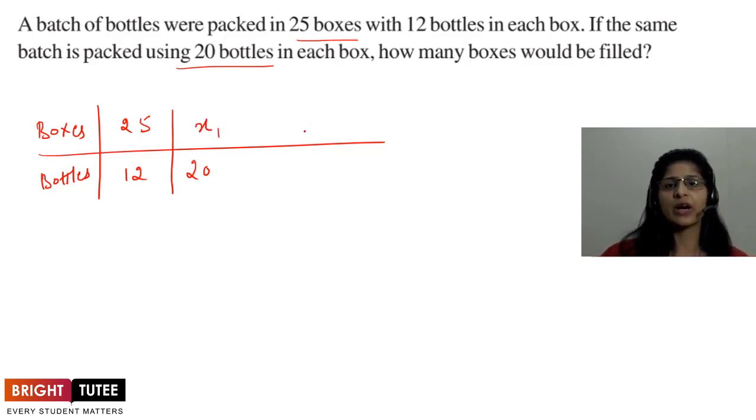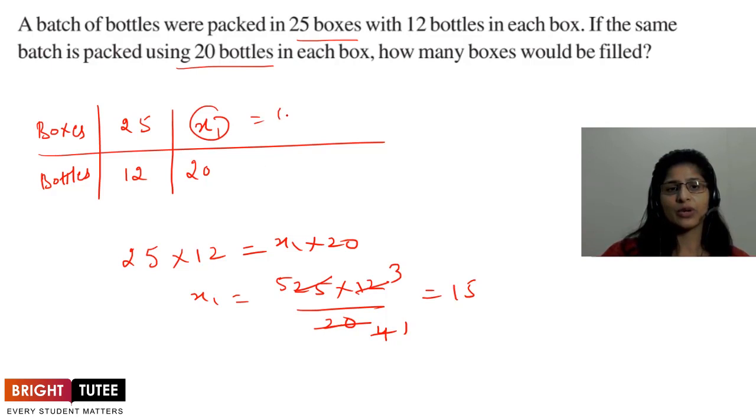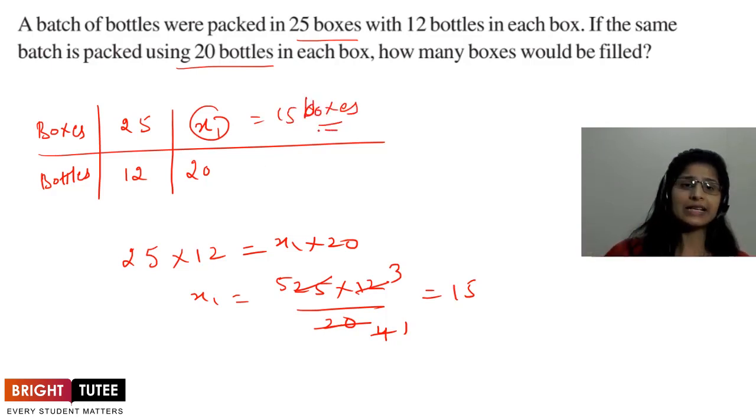So we have to find how many boxes would be filled. We know it is inverse variation. So x1 into 20, so x1 would be 25 into 12 divided by 20. 5 fives are 25, 5 fours are 20, 4 ones are 4, 3 fives are 15. So how many boxes? Just 15 boxes we need if we adjust 20 bottles in one box, instead of 12 bottles.